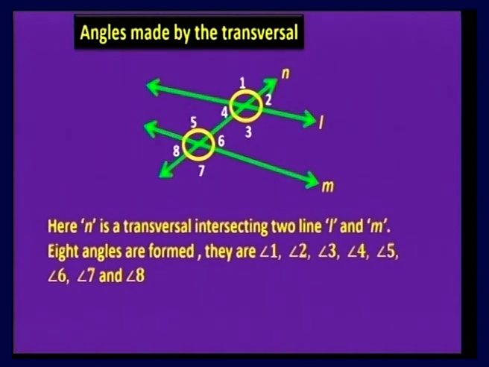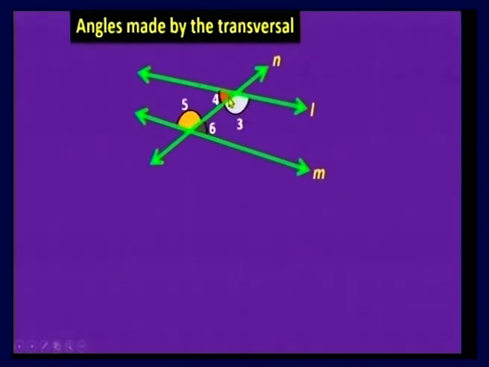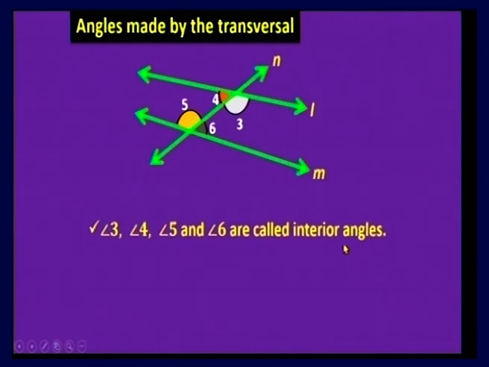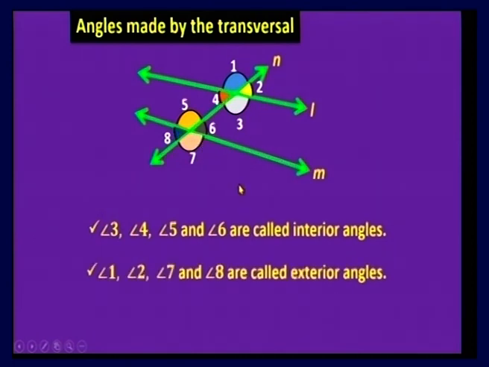Now let us try to find what are the different types of angles made by them. Notice that here angle 3, angle 4, angle 5, angle 6, they are in between the lines L and M. That means they are inside these lines. Such type of angles are called interior angles. Now take a look at these angles, dear children. Angle 1, angle 2, angle 7 and angle 8. How are these angles? They are just outside this line L and outside this line M. Such type of angles are called exterior angles. So we have 4 interior angles and 4 exterior angles.